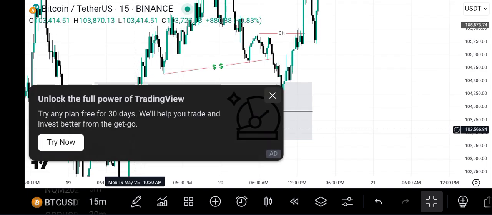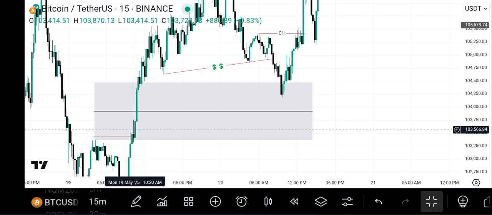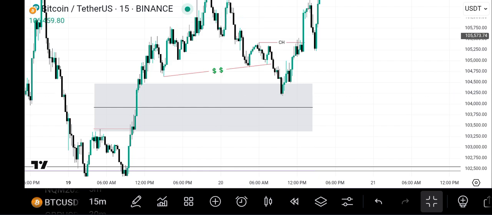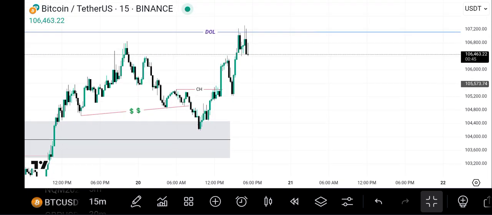I'm seeing an order block, and remember, that's a bullish order block, and for every bullish move, every down close candle should support price. So I'm expecting that price will retrace to this order block here before giving that opportunity to go high.